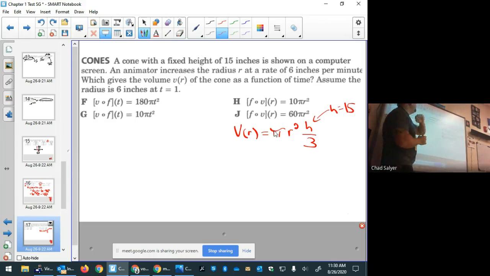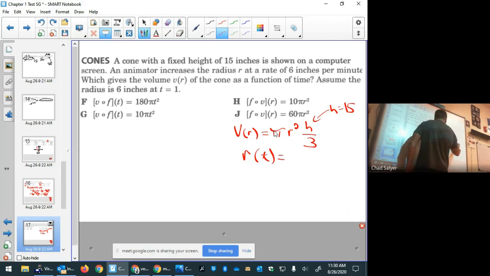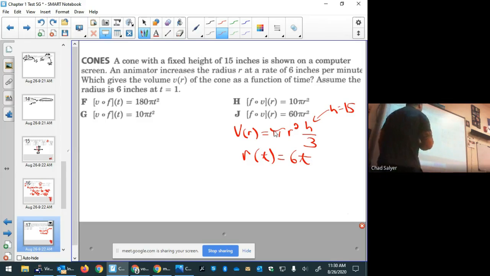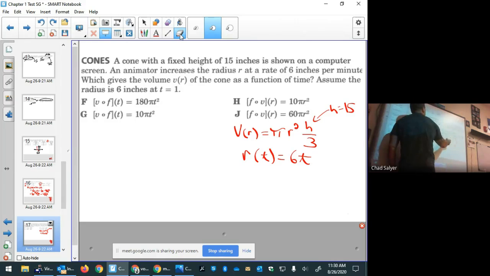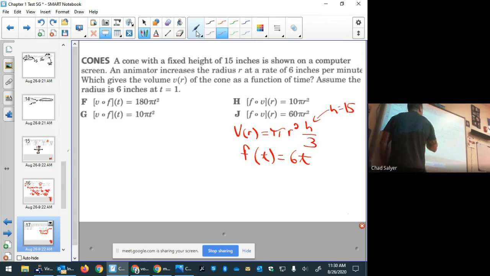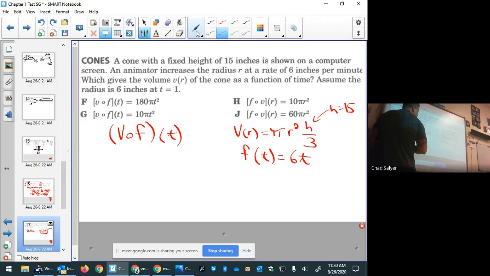And he increases the radius at a rate of 6 inches per minute. So the r as a function of time is going to be 6 times t. And assume the radius is 6 inches at t equals 1. That just means you don't have to add any additional parameters here. So now I want to find, and they call this f instead of r. That's okay. We'll just follow suit. So we want to find v of f of t in this case. So that's going to be v evaluated at f of t.